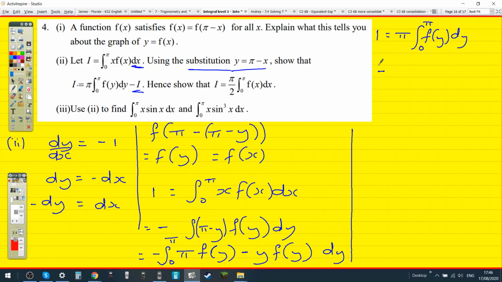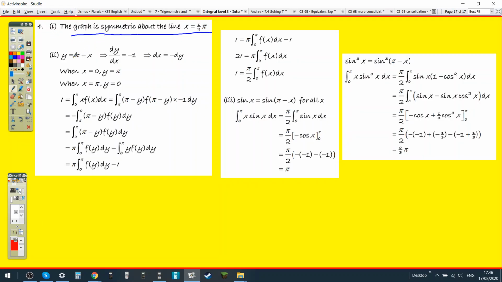What is the f of y? Well, it's the same as the f of pi minus x, but I don't think it's useful. I'm missing something. Taking a lookie. So y equals that. So dx equals minus dy. So then you swap those two. That's okay. x is pi minus y.